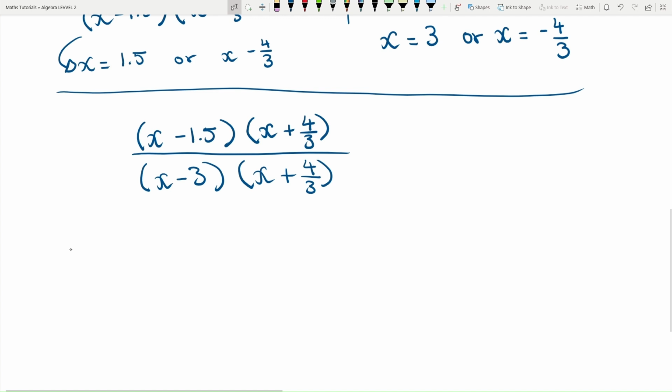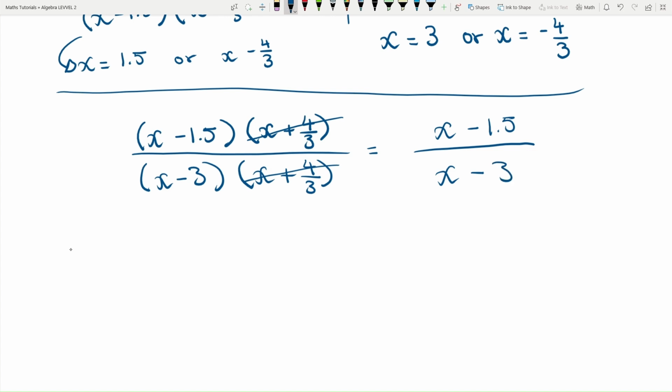Now you will realize that this one and this one are just the same thing, and since it's multiplying and it's also dividing, you can just cancel this out. So we are left with x minus 1.5 over x minus 3. If you've got this part, that's achieved. I know it's a long working, but I definitely recommend a graphics calculator for this type of question. But yeah, that's how it is.